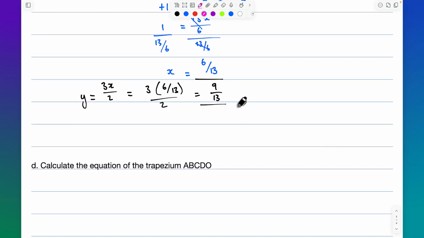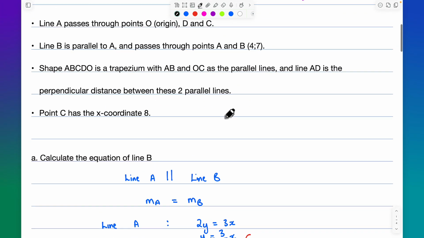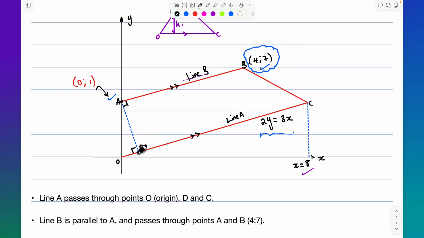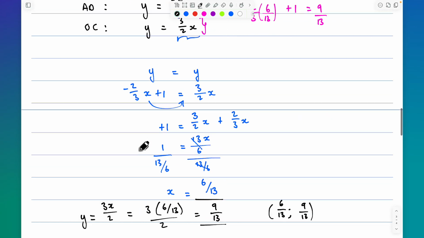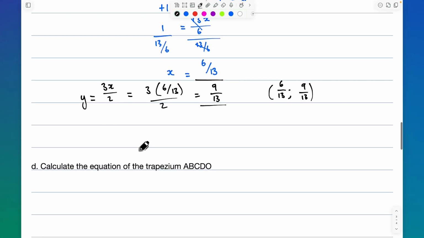So the coordinates, the answer is, remember your coordinates are always supposed to have two values. Your x value, which is 6 over 13, and your y value, which is 9 over 13. Both of these are positive values. As you can see here, it's a small positive value in the x direction, a small positive in the y direction. So graphically, it kind of makes sense. Okay, so that is part C.